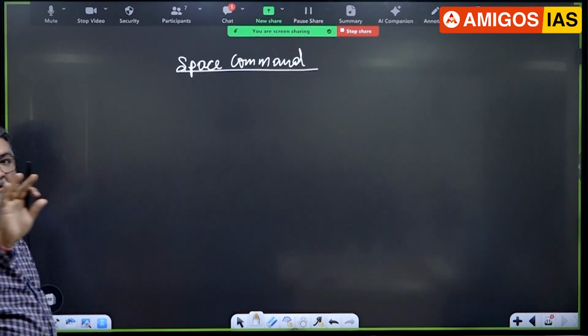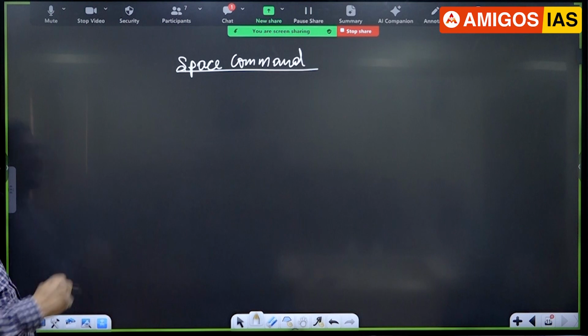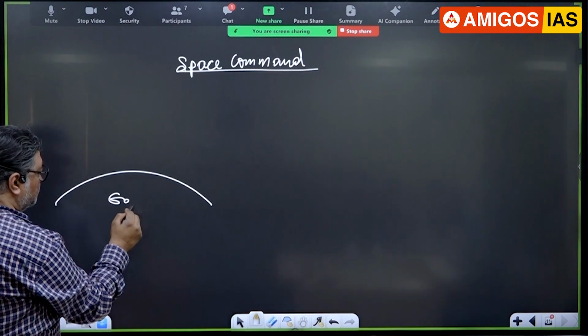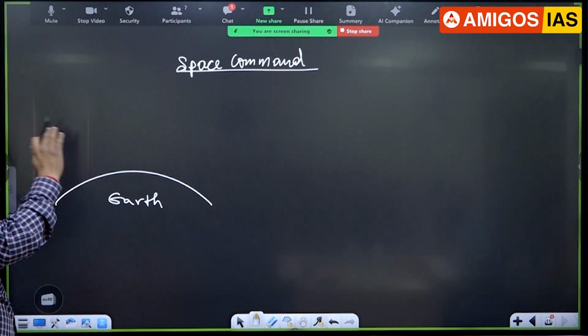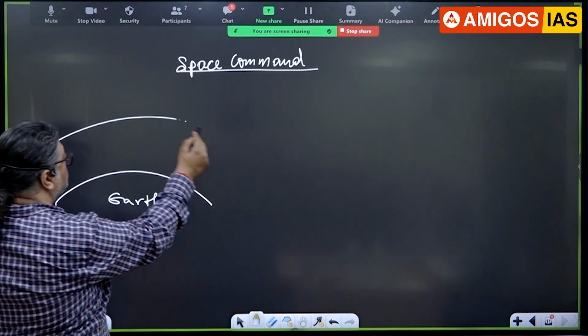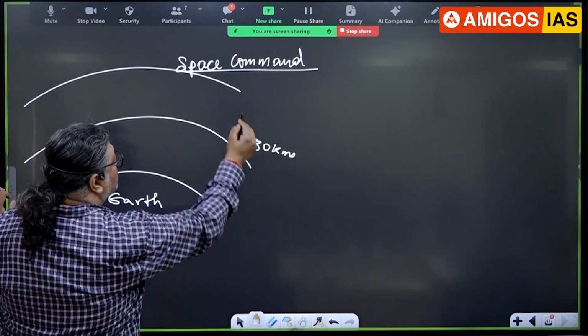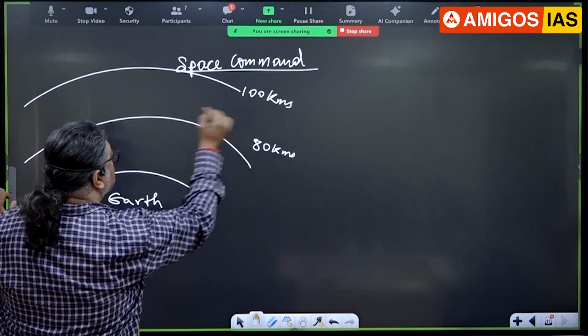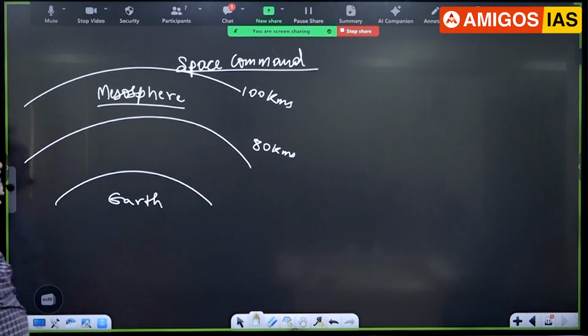Let's understand. Now this could be one of the questions from a defense point of view. Let me make you understand here. See, if you look at Earth, we have atmosphere there. What is the first layer? Troposphere. Then comes stratosphere. Right? After stratosphere, mesosphere, 80 kilometers to 100 kilometers, mesosphere. Right? China has created a space command network.